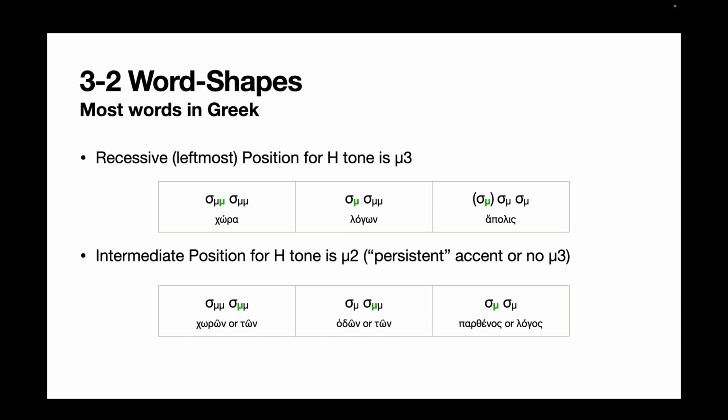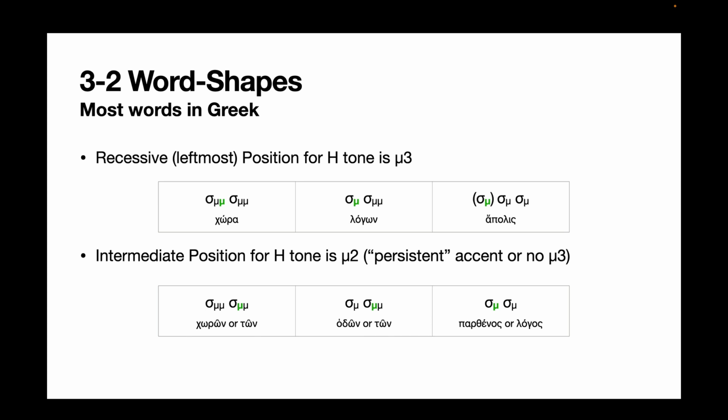This is most words in Greek. It's the first three of those possible shapes. So the recessive position, the farthest back that an accent can go, a high tone can go, in these shapes is mora 3. And I've given you 3 examples, chora, logon, and apolis. You will notice that in the last one, we didn't get to mora 3 with just the last 2 syllables, so I had to add another syllable to get you to mora 3. And I have made mora 3 green. This is where the accent goes. And so that's it. Recessive accent on all of these patterns simply goes on mora 3.